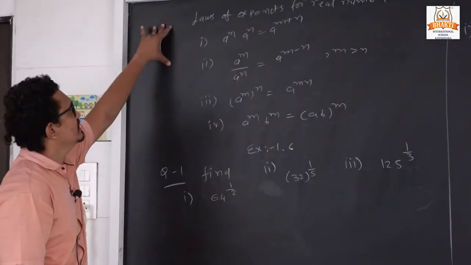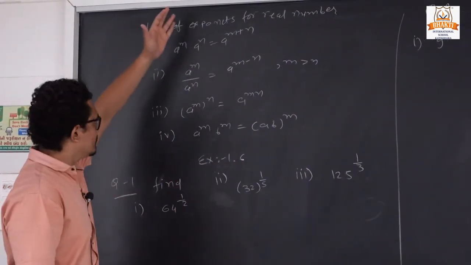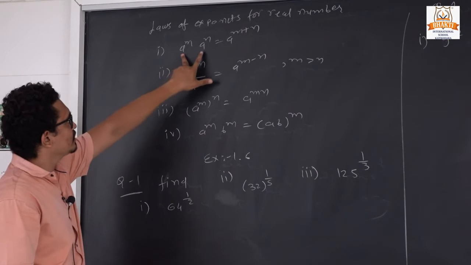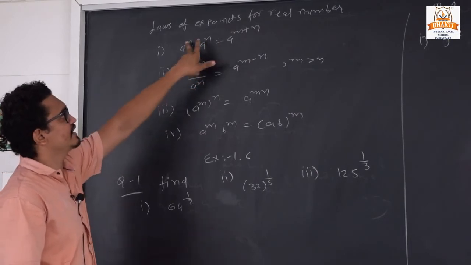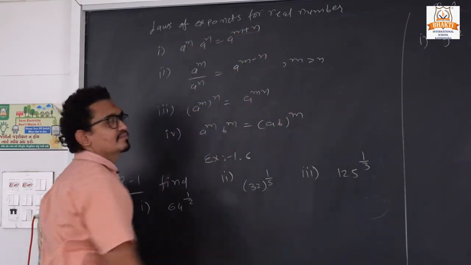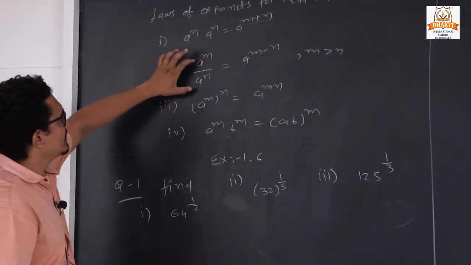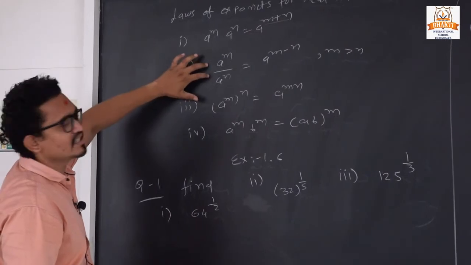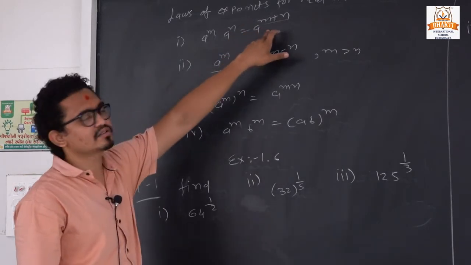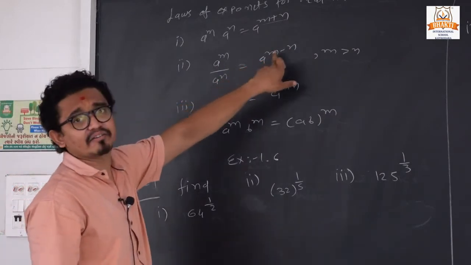So in the last exercise we have the laws of exponents for real numbers. We already learned that law in our previous standard. Here the first law is what? Both have the same number but the power is different. So both are in multiplication, so we can perform addition. Once again the number is the same but the power is different, but here both are in division, so we are using subtraction. So if both are in multiplication, we can add the powers, and if both are in division, we can subtract the powers.